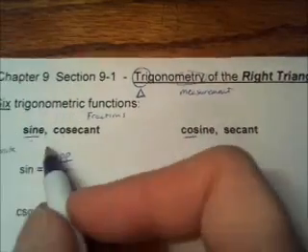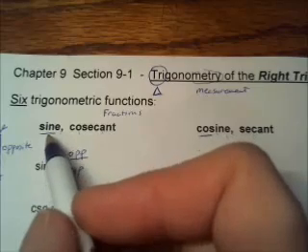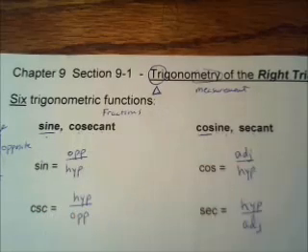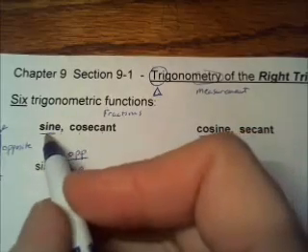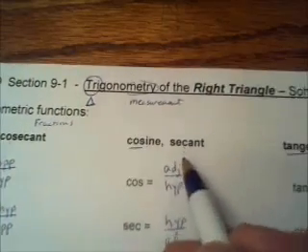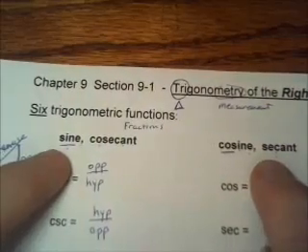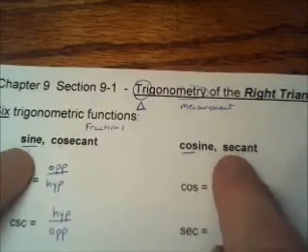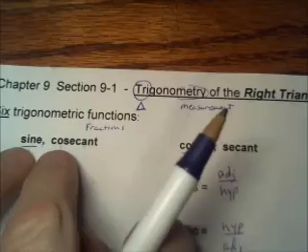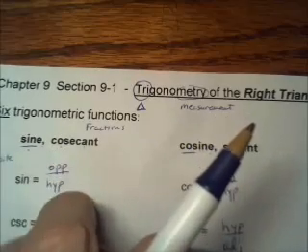Now don't fall into the trap that a lot of people fall into. When we're talking about all six of these trigonometric functions, a lot of people think sine and secant are reciprocals just because they both begin with the letter S, but don't fall into that trap. Sine and cosecant are the reciprocals of each other.